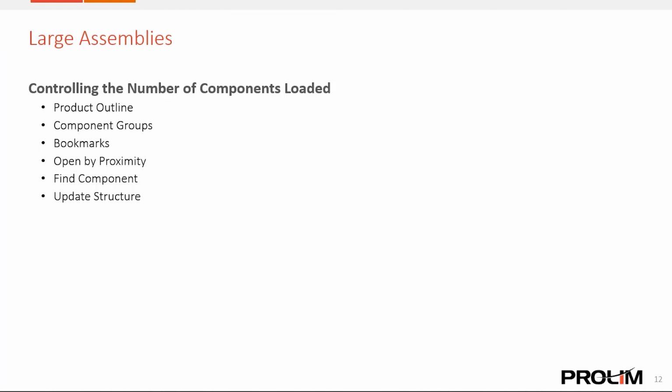Now we're going to look at tools to help us control the number of components loaded. I won't be demonstrating all of these commands, but I want to mention all of them so you know what all is available to you. So once we have the assembly open, this is how we can control what is being displayed, what is loaded to memory, and how we can limit them. This section we're going to be looking at product outline, component groups, bookmarks, open by proximity, find component, and update structure.